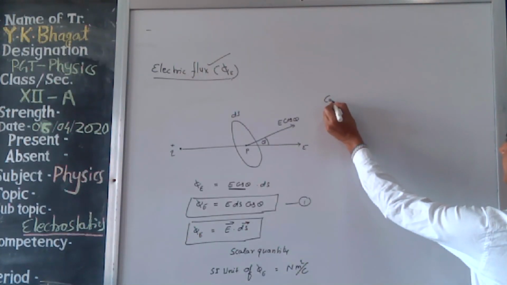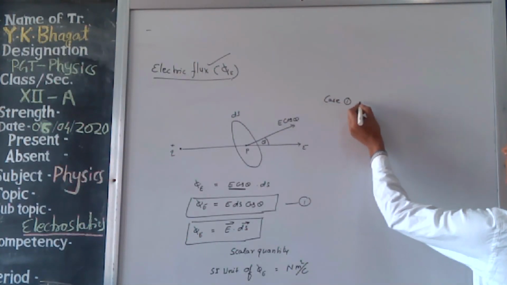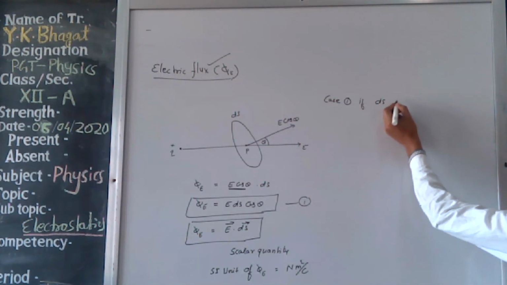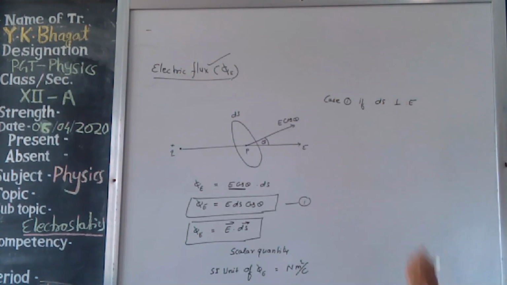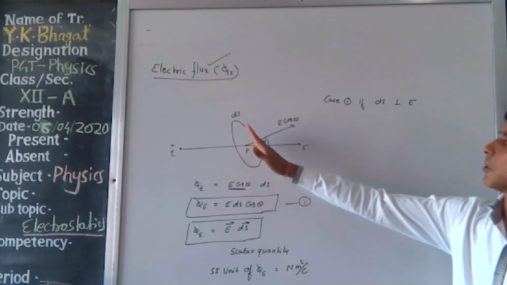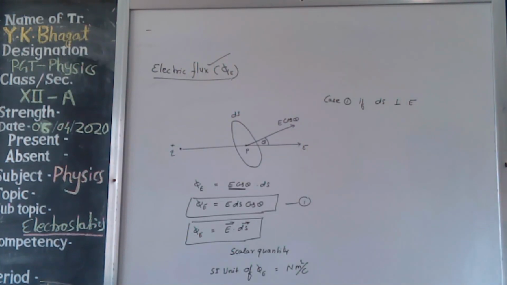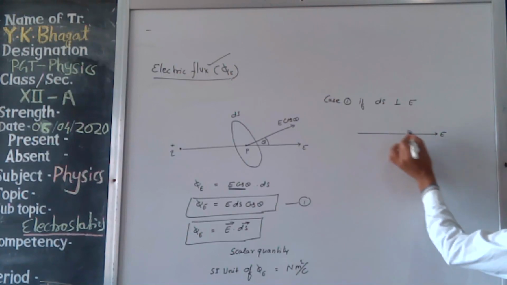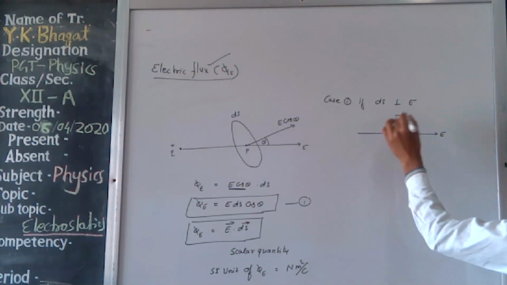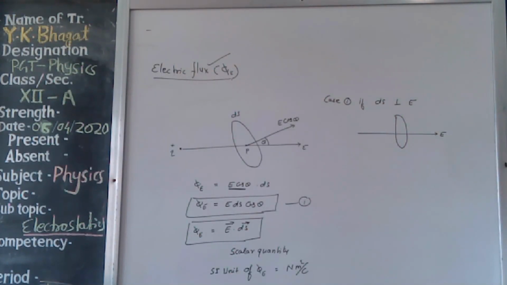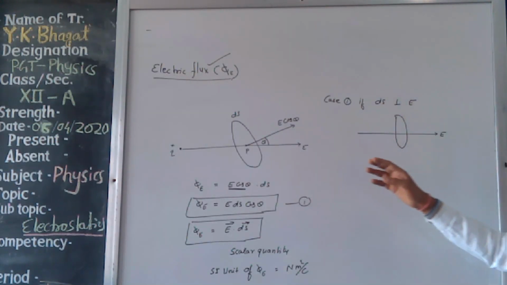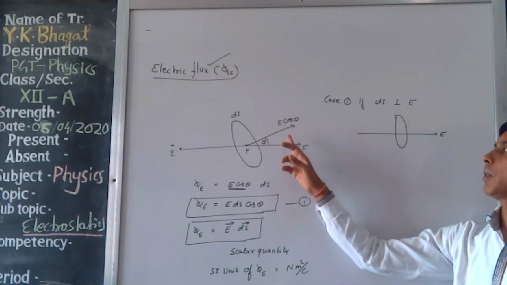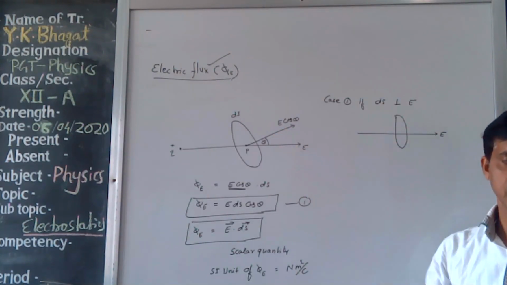Case 1. If dS is perpendicular to E. What do you mean? This area is placed perpendicular to E. That means in this situation, this is the direction of intensity and the area is placed in this way, perpendicular. In the perpendicular case, the normal of dS, that means this line, will coincide with this. Just an example.